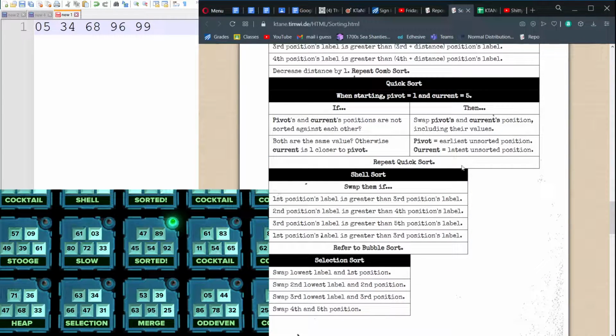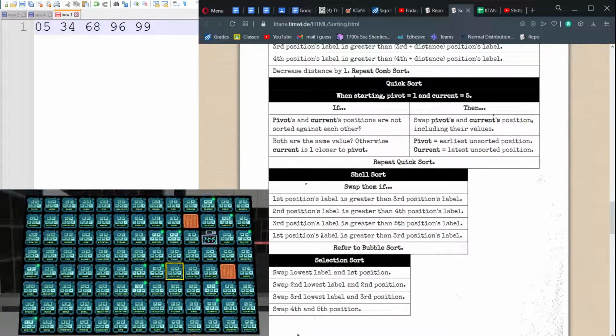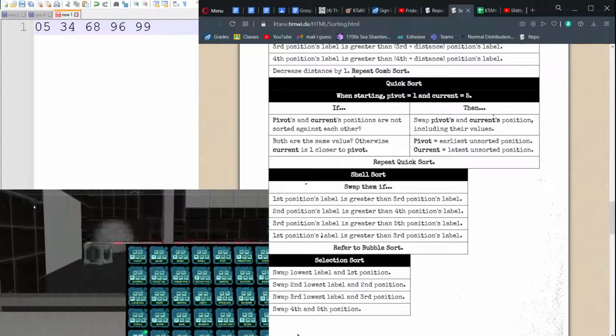Quick sort, let's see. Let's find a quick sort. Here is one. There we go.